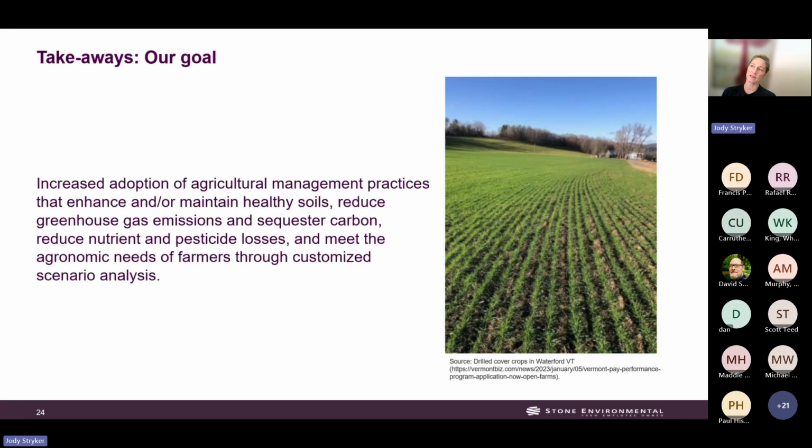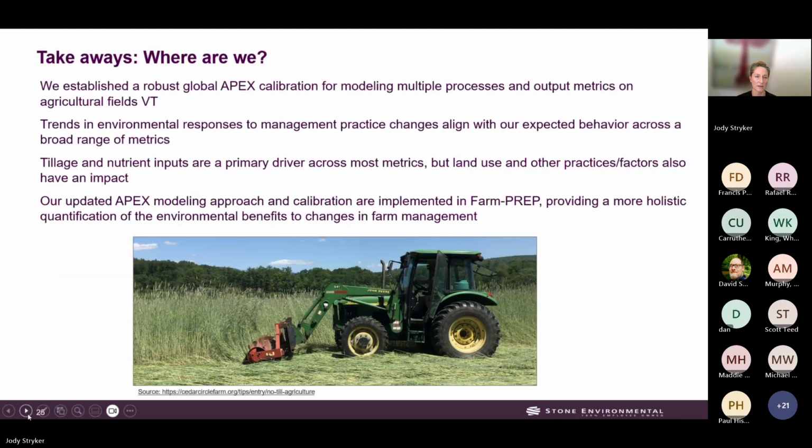Okay, and so I'm getting close to the end here, and I just wanted to bring it back to what our ultimate goal was, or is. We want to increase adoption of agricultural management practices that enhance or maintain healthy soils, reduce greenhouse gas emissions and sequester carbon, reduce nutrient and pesticide losses, and ultimately meet the agronomic needs of farmers through this customized scenario analysis. And of course, this tool is no silver bullet, but we hope that it can be used to support decision-making that leads us in the right direction.